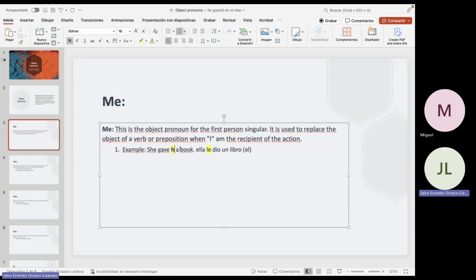Okay, she gave him a book. She gave him a book. Ella le dio un libro. If we say ella le dio un libro, but in this case a ella, right? Then she gave her a book. She gave her a book. Ella le dio un libro, in this case a ella. If we want to say ella nos dio un libro, right? Then she gave us a book.